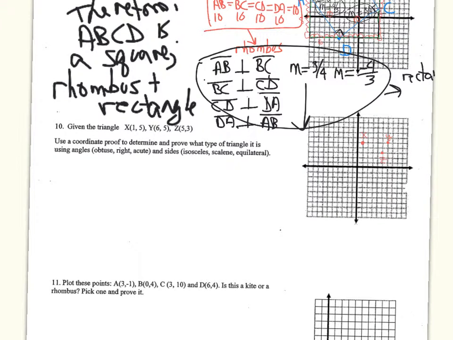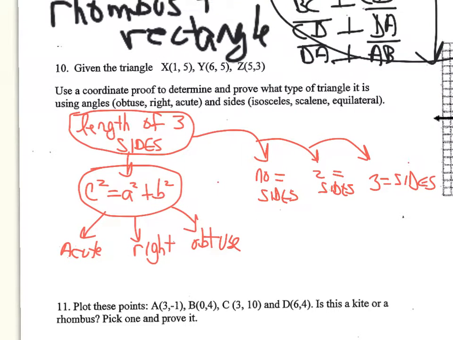In this coordinate proof, we're trying to determine and prove what type of triangle this is using angles obtuse, right, and acute, and sides isosceles, scalene, and equilateral. So going through this one. So here's a game plan for figuring out this problem. Let's first find the length of all three of the sides of that triangle, because if we figure out those lengths, then we could do it like the problems we had from the last unit, where we could use c squared equals a squared plus b squared to tell if the triangle is acute, right, or obtuse.